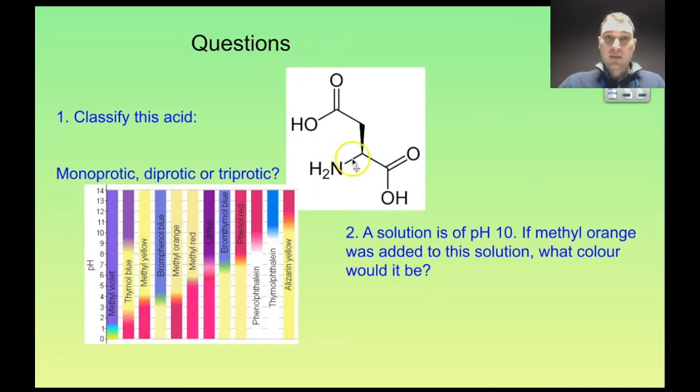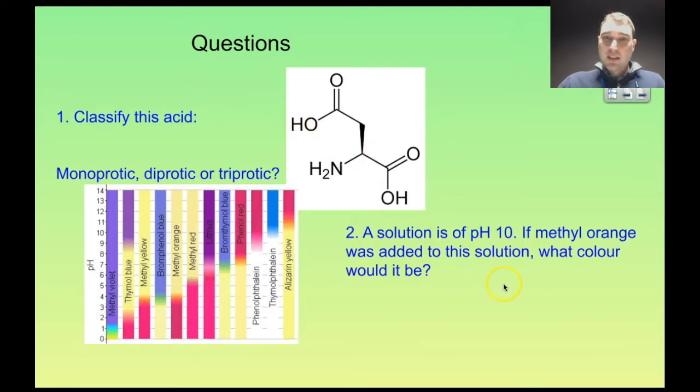Right, so let's have a look at the structure here. We've got an amine group here. These can be basic, which is kind of interesting. But we're asking what kind of acid this is. We've got a hydrogen here and a hydrogen here. We've got 2 carboxylic acid groups here. So there's 2 hydrogens there, so this is going to be a diprotic acid.